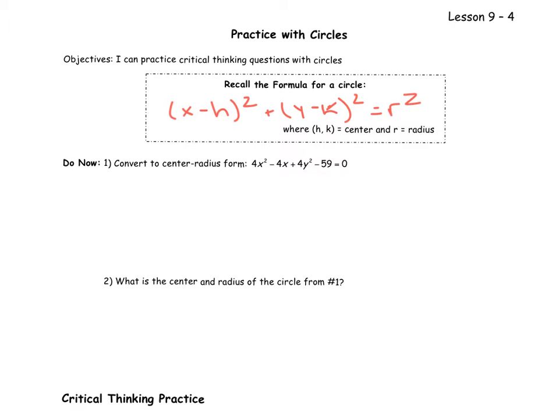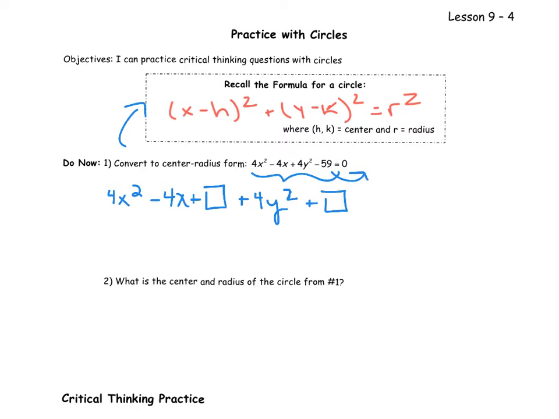So for our first practice question, we're going to convert the following equation into center radius form. If you notice, we're going to have to complete the square here twice. So I'm going to rewrite this in a better format, where I have 4x squared minus 4x plus blank, plus 4y squared plus blank. Move that negative 59 over, so I'll have 59 plus blank plus blank.